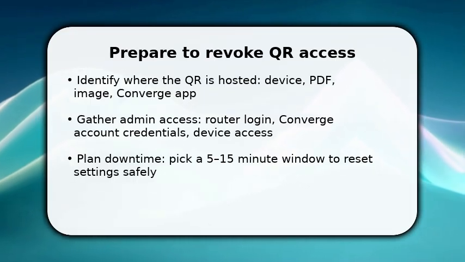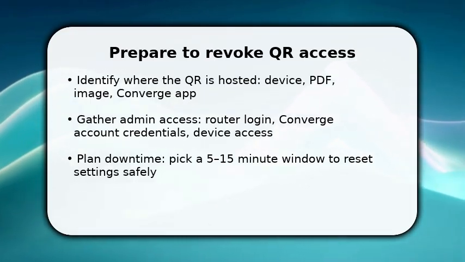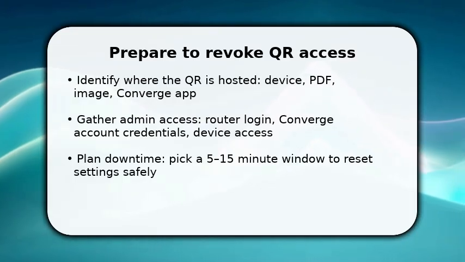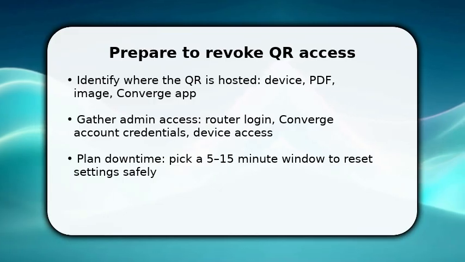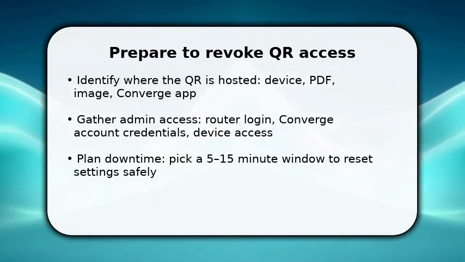Once done, you'll use your router or Converge controls to immediately invalidate the old credentials. Make sure to note current SSID and password before changing anything so you can recreate controlled access afterward.